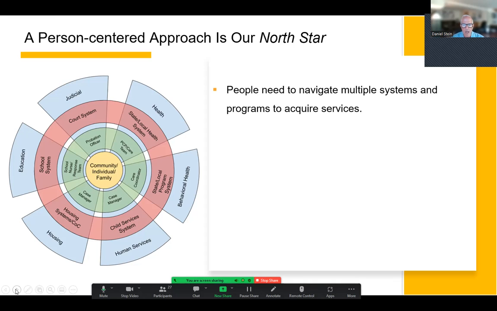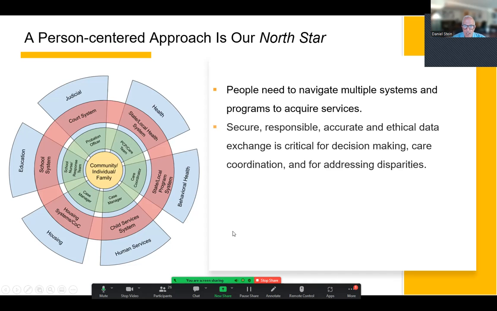To describe what we were talking about, the group came up with this pinwheel diagram, putting the individual in the center and then thinking about the various programs, whether health, judicial, or education, that were touching the family and the systems involved with the individual. I think in some ways this presents the complexity of the work we're trying to do on behalf of individuals. People involved in multiple systems have a lot of work to do to coordinate services and supports. The most important thing is being able to securely, responsibly and accurately share information to coordinate care for folks involved with multiple programs.